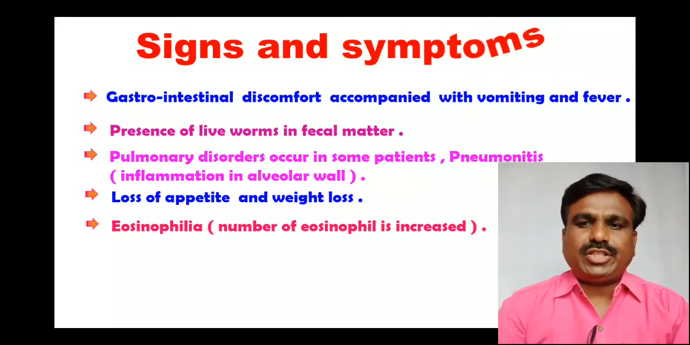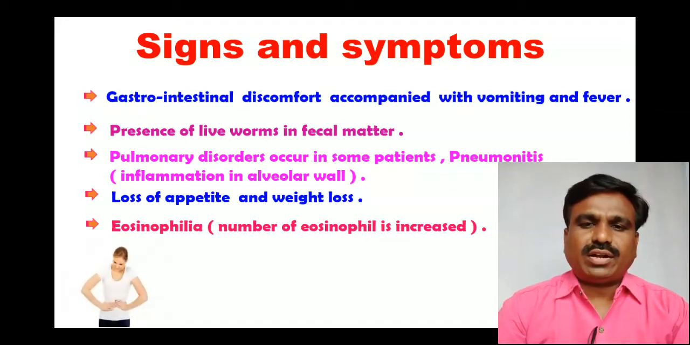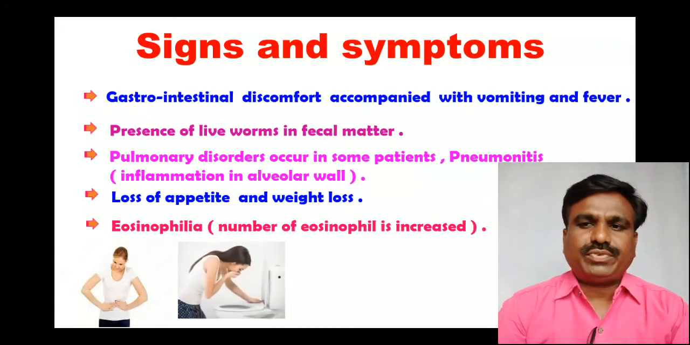What is meant by eosinophilia? Eosinophilia is a condition in which the number of eosinophils increases. In what condition are eosinophils increased? In Ascariasis, when the patient suffers from Ascariasis, eosinophilia is caused and the number of eosinophils is increased.